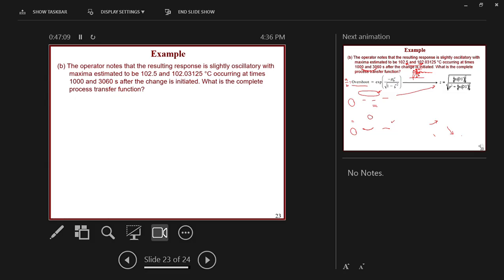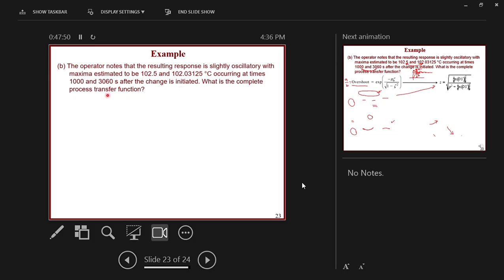The second part of the question is, the operator notes that the resulting response is slightly oscillatory with a maxima estimated at 102.5. This is the maximum point, the tip of the first peak. And there is another maxima at 102.03125 degrees centigrade, occurring at these different times. So this is the time for the first peak, this is the time for the second peak. And you can see that the first peak is higher than the second peak.